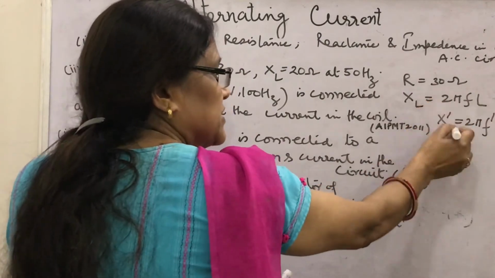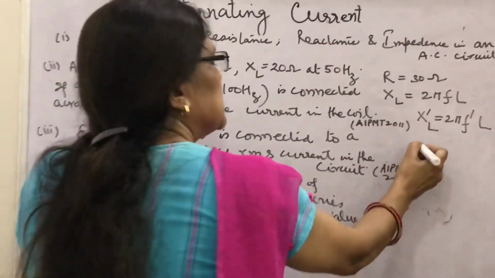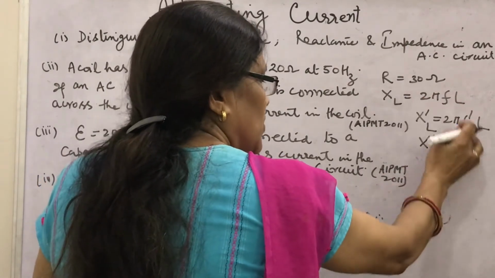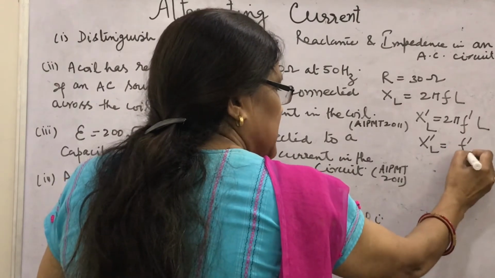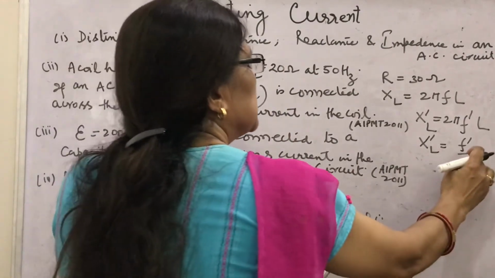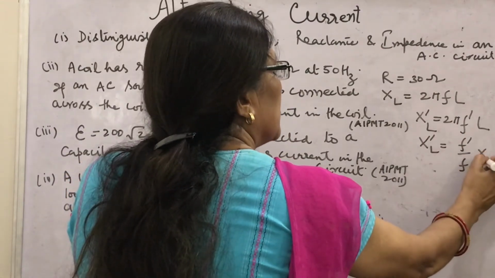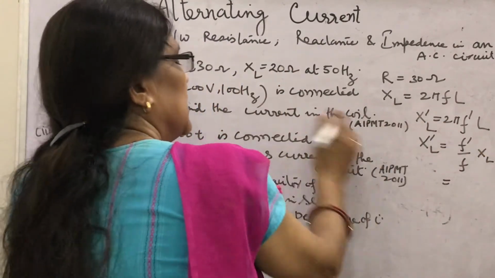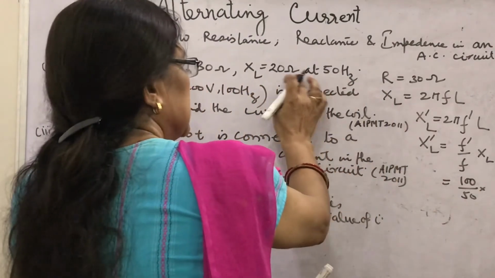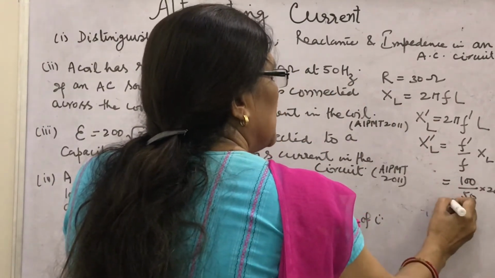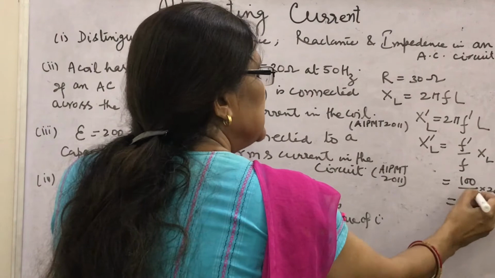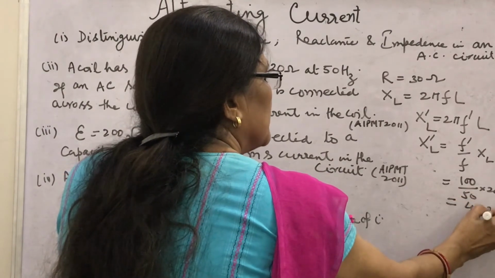From these two equations, what can you find? That this XL dash equals, you can divide it, F dash upon F into XL. Then what will you get here? F dash is 100 Hertz. So 100 upon 50 into XL, which is 20. So at 100 Hertz, what will be the new inductive reactance? That will be 40 ohm.